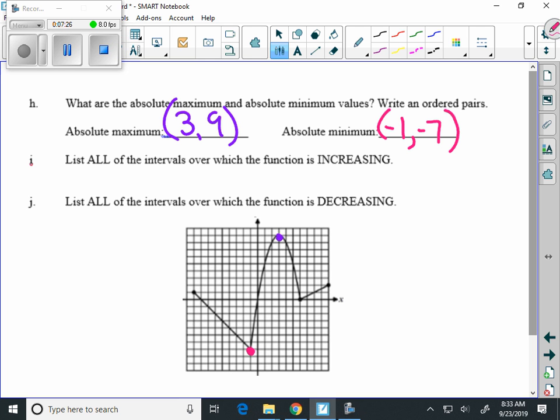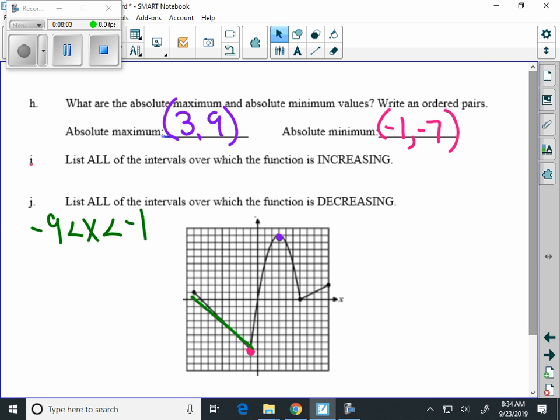Lastly, all of the intervals where the function is increasing, all of the intervals where the function is decreasing. And if we start at the far left, because we're going to put this in order here, we're going down and down and down and down and down and down. And we're looking at the x values when we look at that. That's a decreasing. So we're going to be decreasing from -9, less than x, less than the x value of that pink point, which is -1.